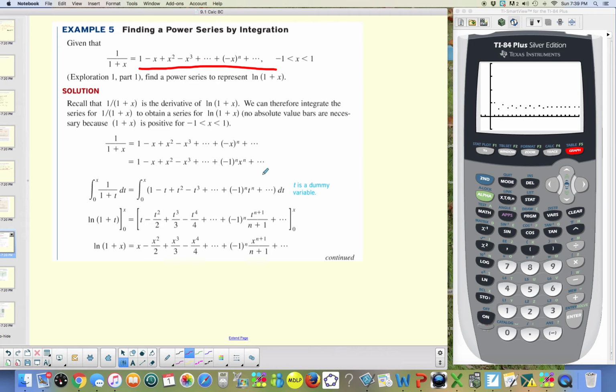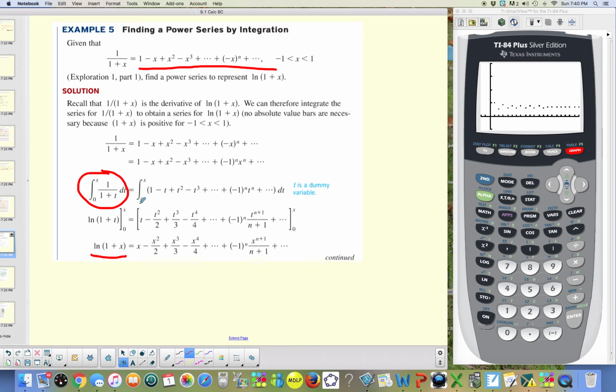And what I'd like to do is integrate that. And we know that when we integrate this right here, it leads to this right here, the natural log of 1 plus x. And what we're going to be able to do now is find a representation for that. And how do we do that? What we're going to do is take each one of these terms and integrate it. And this is how we do it.